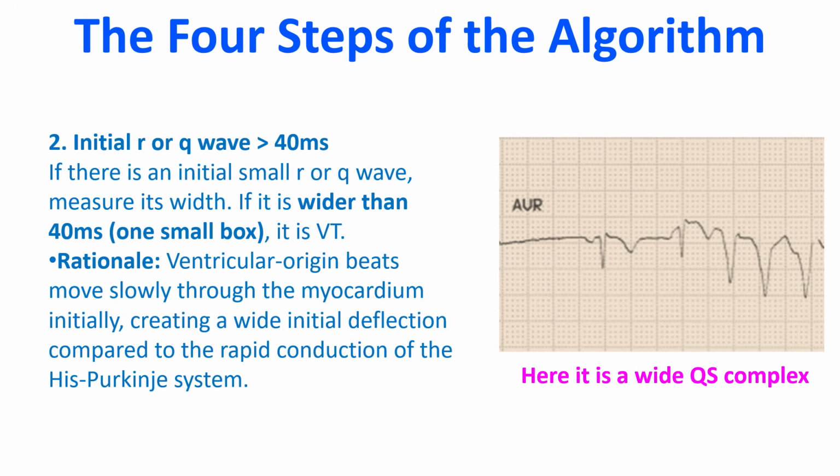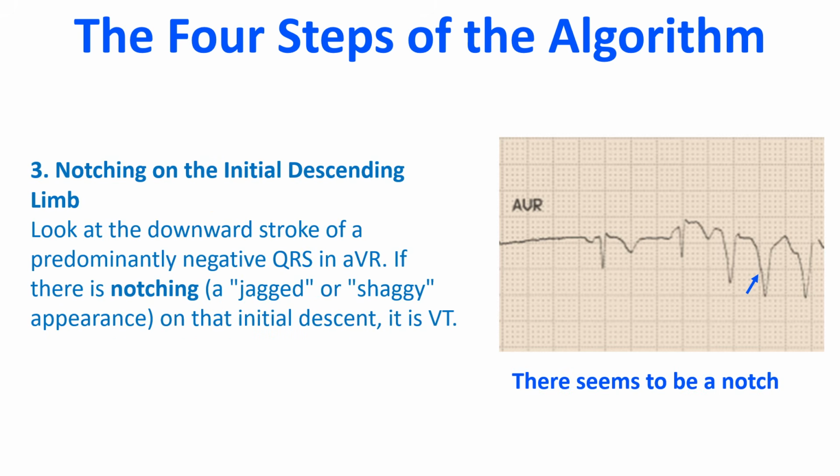Initial R or Q wave more than 40 milliseconds. If there is an initial small R or Q wave, measure its width. If it is wider than 40 milliseconds, one small box, it is VT. Rationale: ventricular origin beats move slowly through the myocardium initially, creating a wide initial deflection compared to the rapid conduction of the His-Purkinje system.